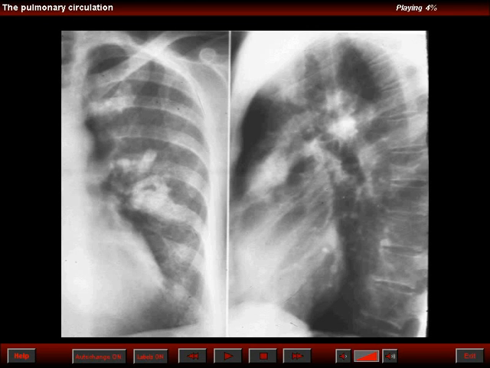Some patients have cyanosis with murmurs heard in the chest, and the cause is pulmonary arteriovenous fistula. There can be macro and micro pulmonary arteriovenous fistula.